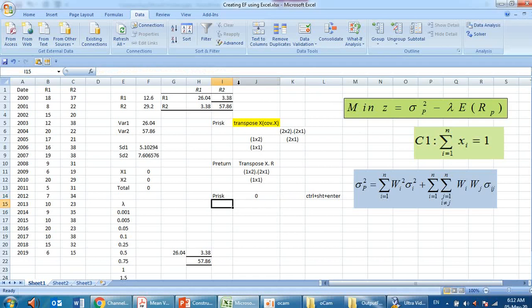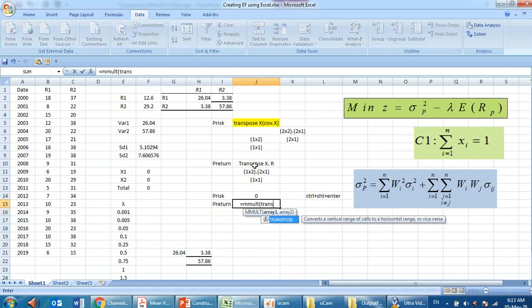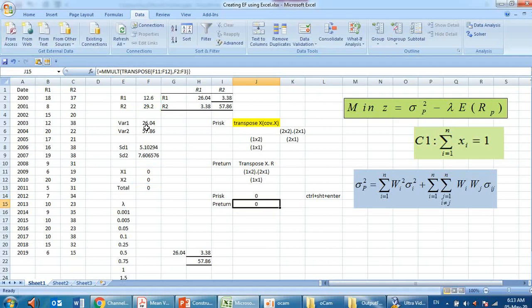Now you have to have portfolio return, and the portfolio return is to be calculated directly. MMULT is, if you remember, transpose of weights, multiplying by the return. Okay, so put the bracket, Control Shift and Enter. Okay, now I've got this value also.